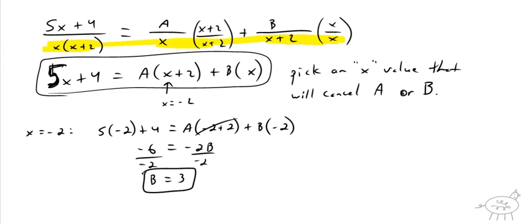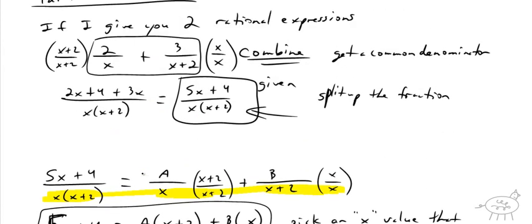Interesting. Let's just go back up here. B is equal to 3. Oh, look at that. That is very exciting. Okay? I got a 3 already right there. Okay, so let's keep going.